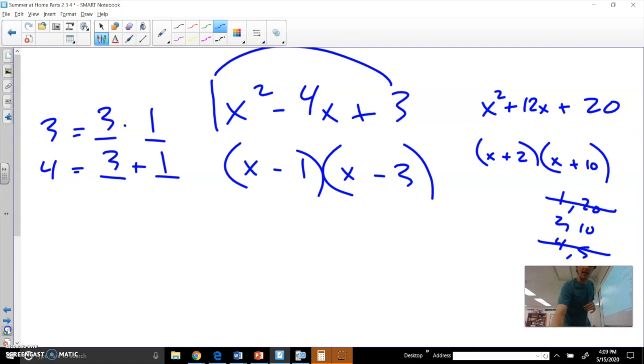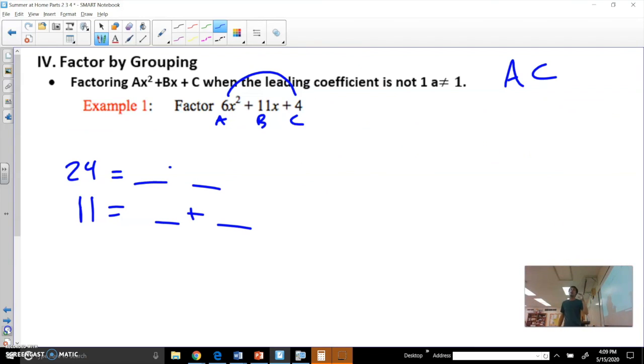That's just an unnecessary step a lot of times when that value is a 1. But when that value is something other than 1, like in this problem 6x squared, we need to start by thinking about what is a times c. So when I think about 24, I'm thinking 1 times 24, 2 times 12, 3 times 8, and 4 times 6. Those are all the combinations that multiply to be 24 using integers. But 11 can be produced by only 8 plus 3, while doing 8 times 3 to be 24.